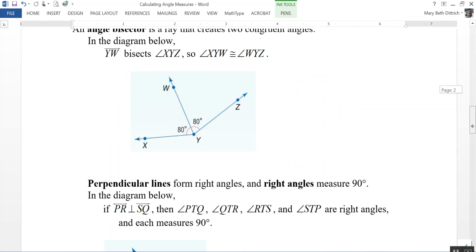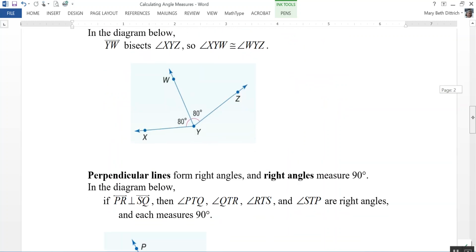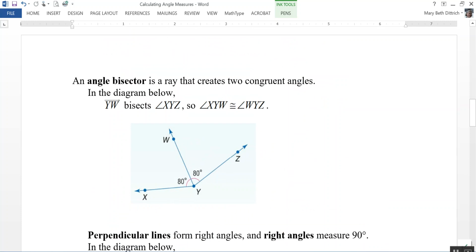An angle bisector is a ray that creates two congruent angles. So in the diagram below, ray YW bisects angle XYZ. So angle XYW is congruent to angle WYZ, and they've noted that by showing that they're both equal to 80 degrees. So an angle bisector cuts an angle into two congruent angles.